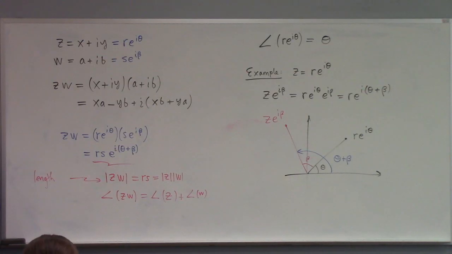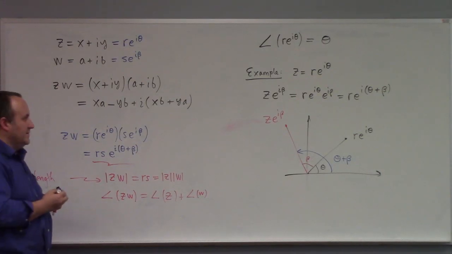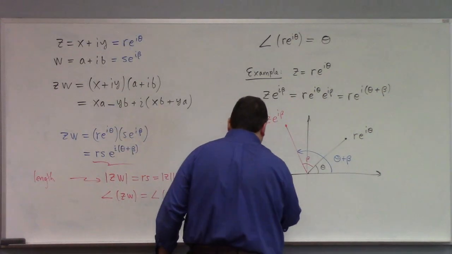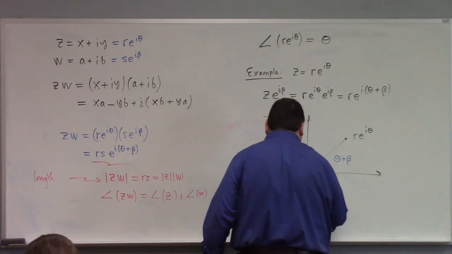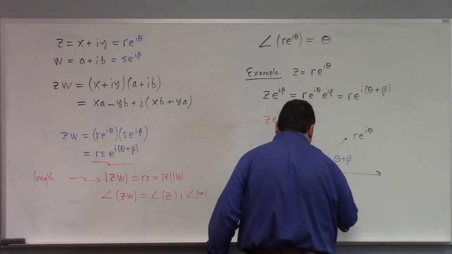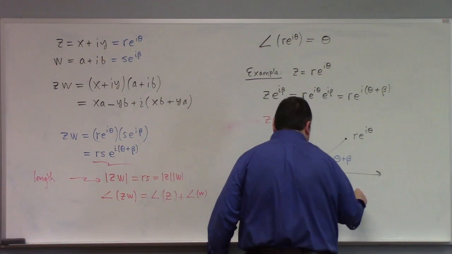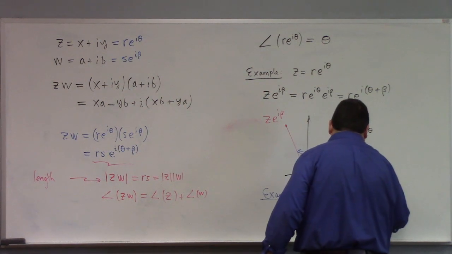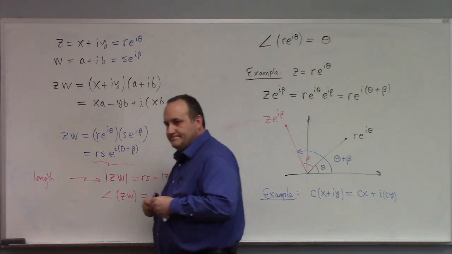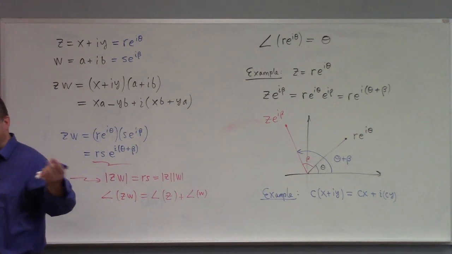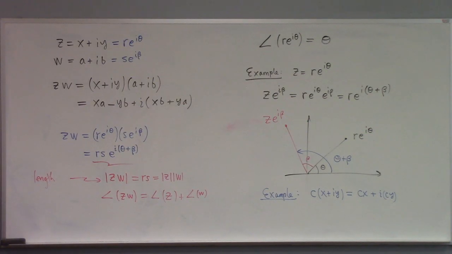It's a rotation in the two-dimensional sense, right? And what happens, like, a less interesting example, but what happens when I do a constant times x plus iy? What's that do? That's just rescaling the point, right?